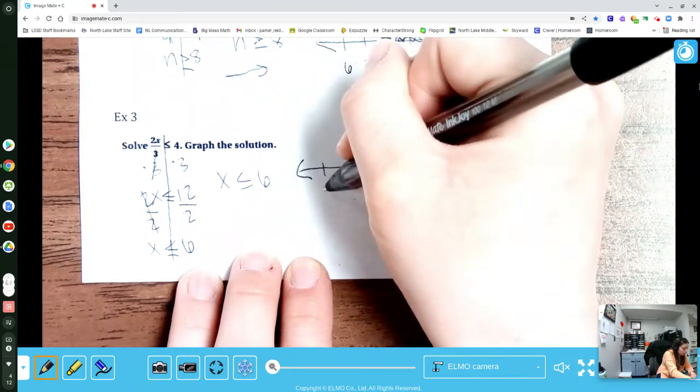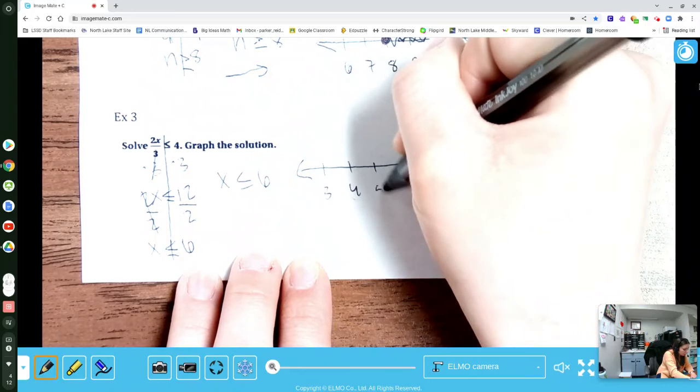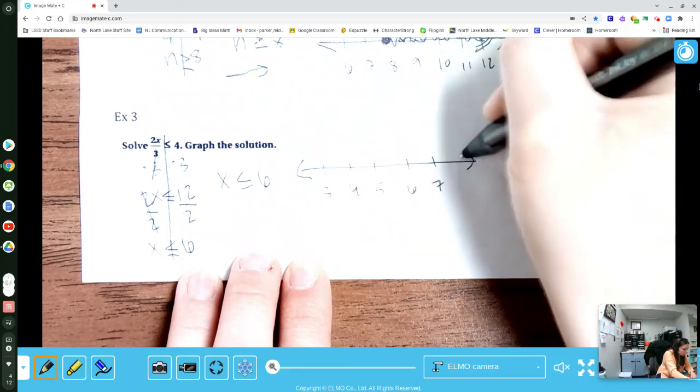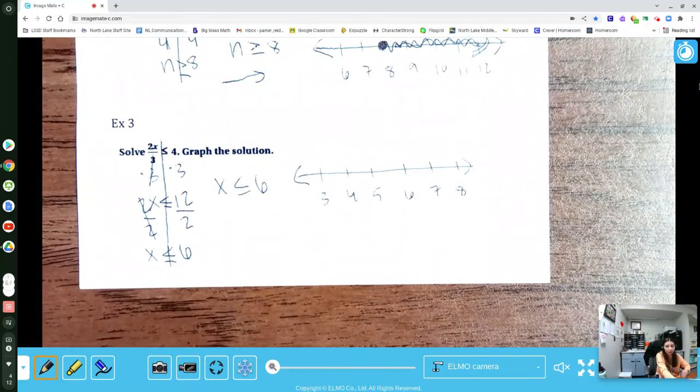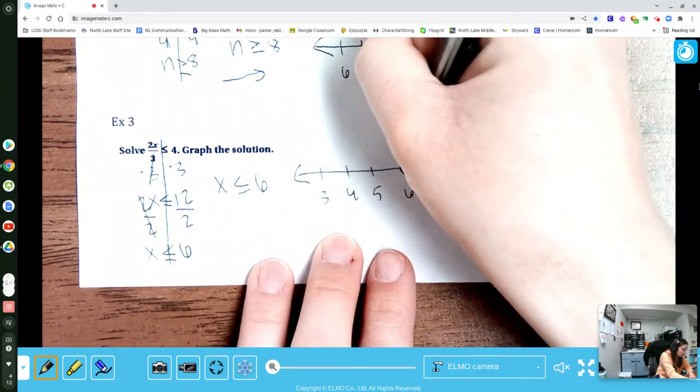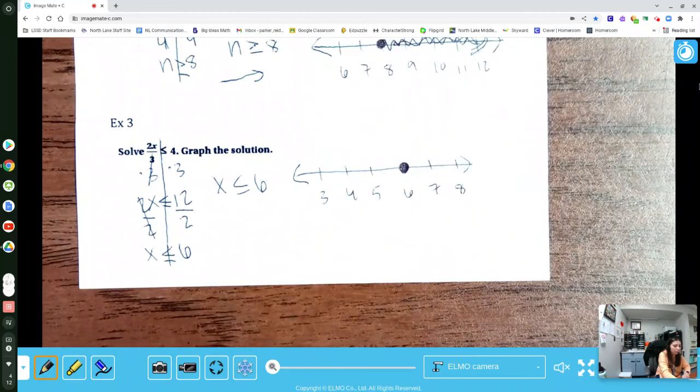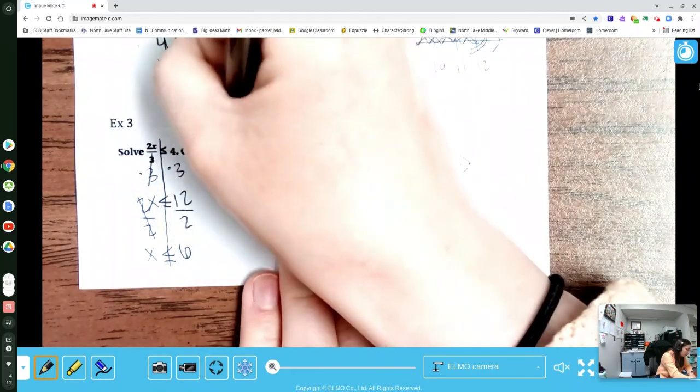So I'm going to start my number line at 3. So first I want to decide if 6 itself is a solution. Could x be 6? Is 6 less than or equal to 6? Yes, it is. 6 is equal to 6, so it is less than or equal to. It's a solution. We use a closed circle. And again, line underneath, we know closed circle.